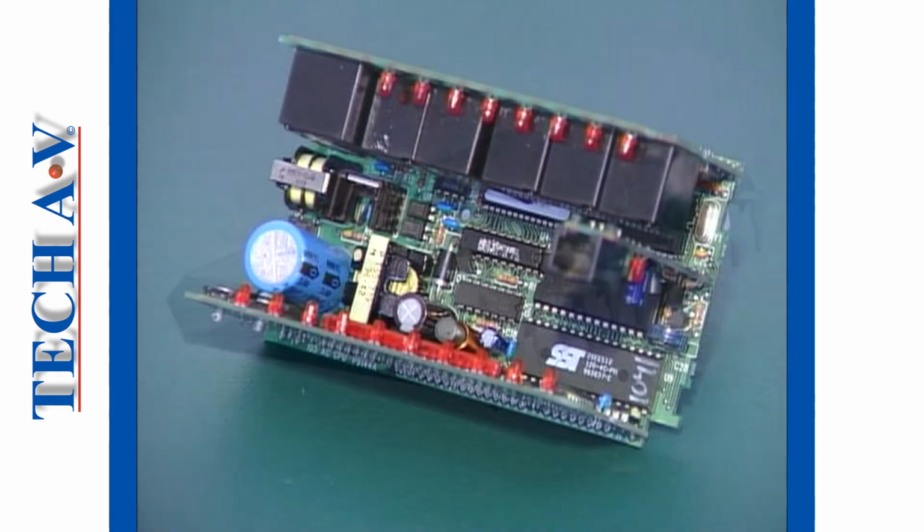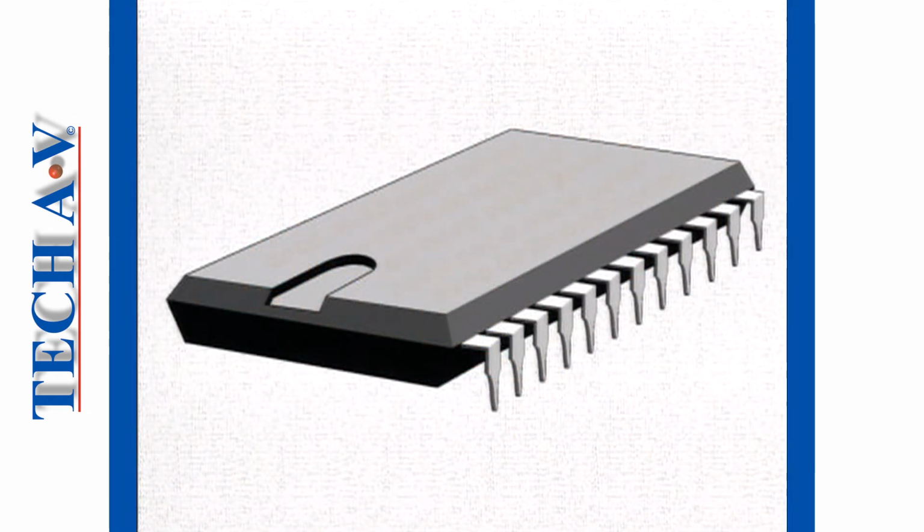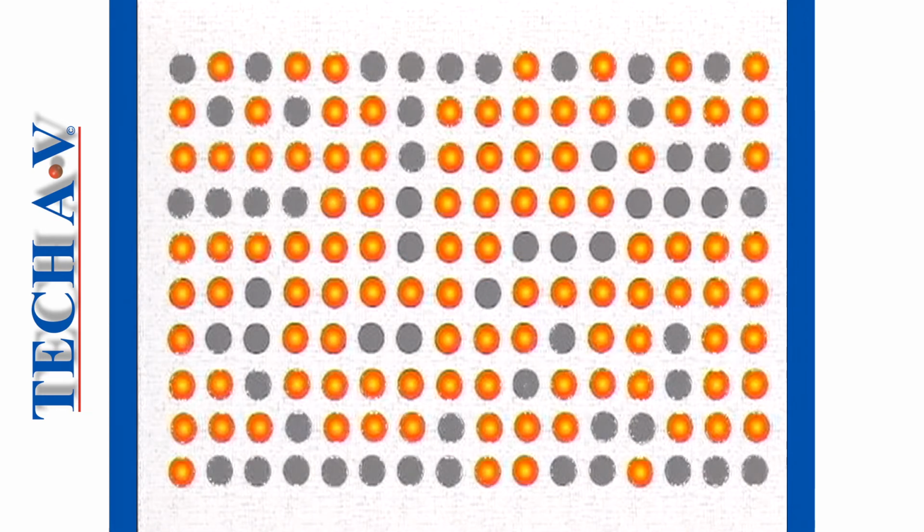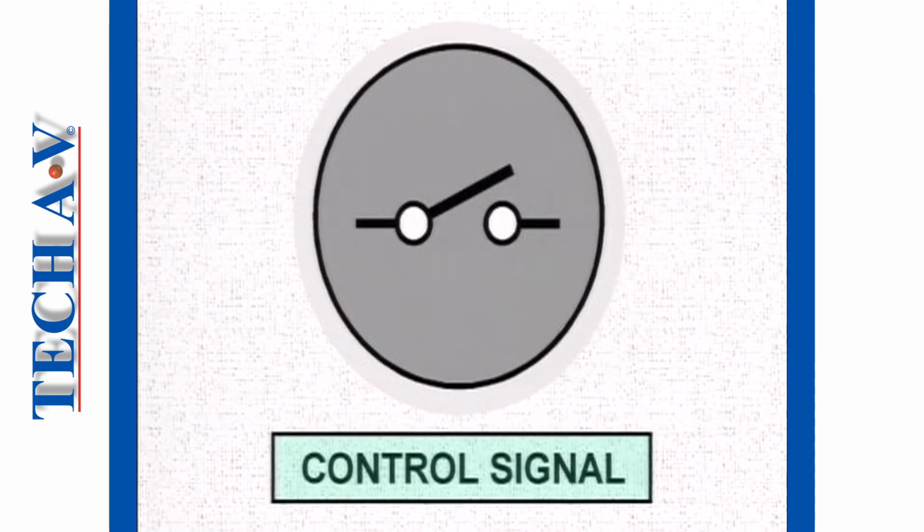Now let's see how the memory functions. It is usually found in an integrated circuit or microchip, where thousands of tiny electronic devices and circuits are arranged to create a matrix of memory cells. We can think of each memory cell as a miniature two-state switch, which can be turned on or off by an external source. And like the contacts on a latching relay, the switch remembers its current state until it is instructed to change to the opposite state.